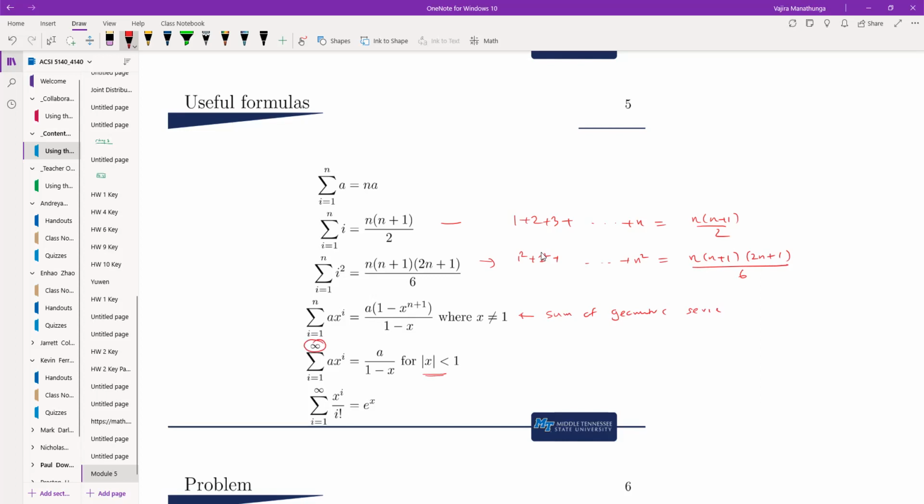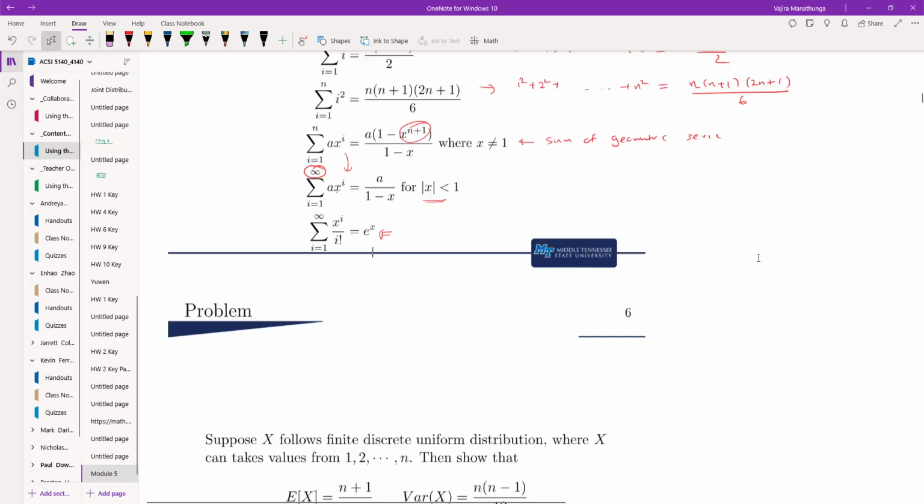Remember that if the absolute value of x is less than 1, then the x to the n term goes to 0, and you end up with a over 1 minus x. So this is basically an extension of the previous formula. And then you have the definition of the exponential function. So just keep these things in mind. Then you can use them when you're doing exam P, and also in this lesson.